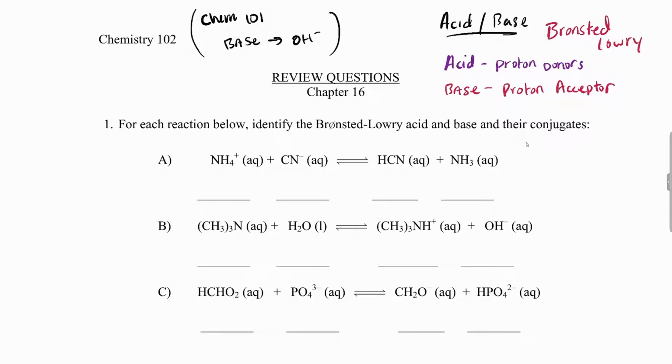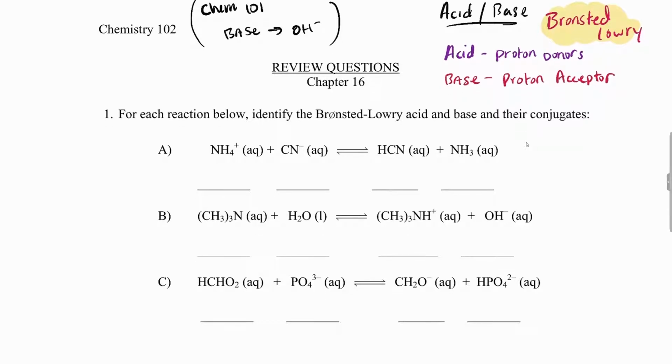Moving forward, you will see that we're going to have more and more definitions of what we define as an acid and a base. We'll be able to encapsulate more chemical phenomena with a more general definition of an acid or a base. For now, in this question, let's use the Bronsted-Lowry definition, where an acid is a proton donor and a base is a proton acceptor. So let's take a look at A.